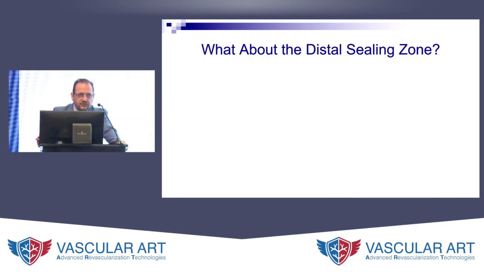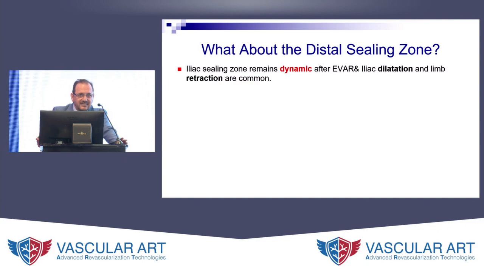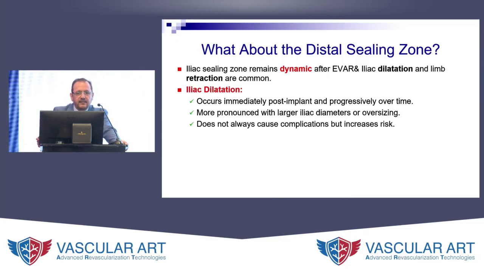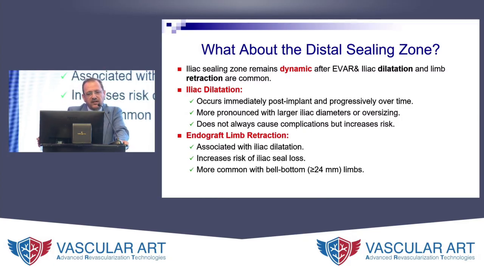So this is what we know about neck dilatation. But what about the distal landing zone? We know the iliac sealing zone is dynamic, not static, after EVAR. The iliac artery continues to dilate after EVAR, and limb retraction is also very common. Iliac dilatation usually happens immediately after we place an EVAR and progresses over time, and it is more pronounced if we use a large iliac diameter or oversizing. It does not always cause complications, but it increases the risk of complications and compromises the distal landing zone. Endograft limb retraction associated with iliac dilatation increases the risk of iliac sealing loss, and is more common if you use a bell-bottom limb more than 24.